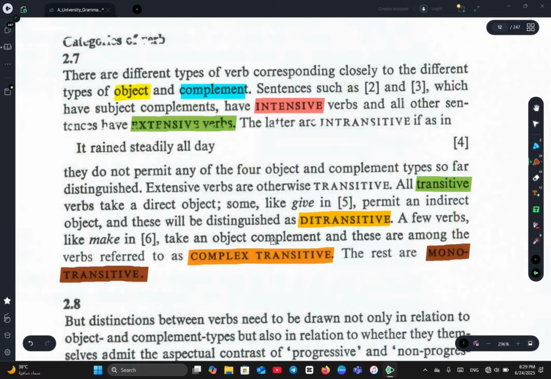Extensive verbs. We're going to explain them in this text. Now let's move to the intransitive verbs. An intransitive verb does not take any objects or complements. For example, it rained steadily all day.